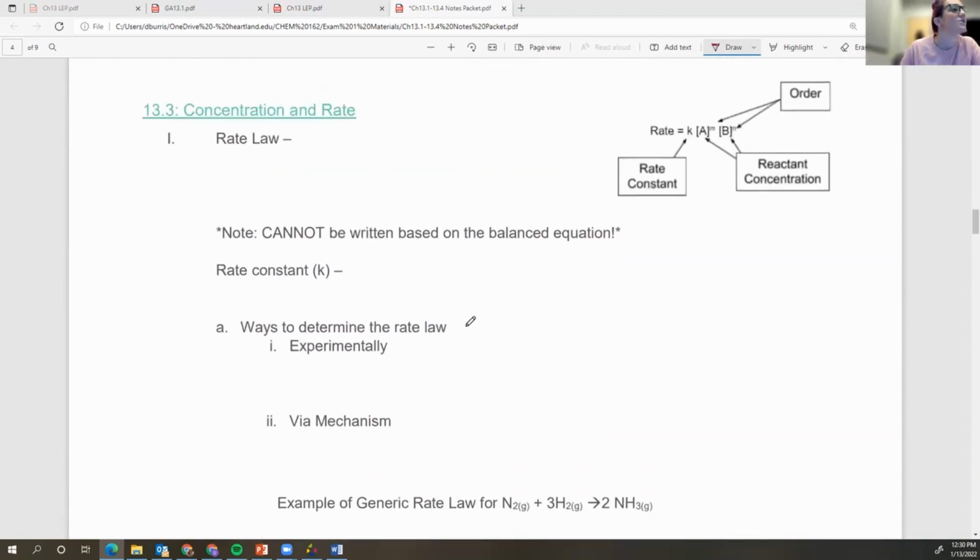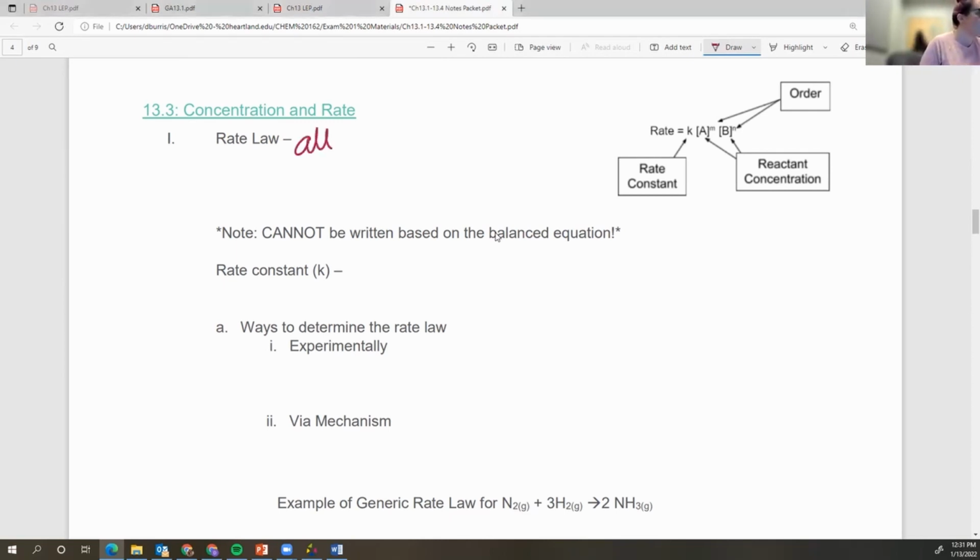So moving on to concentrations and rates. Different chemical reactions have different rates at which they occur. Now, they are not based on the coefficients in the reaction, because remember I mentioned something about mechanisms. When I'm looking at a rate, we are going to be able to write what's called a rate law for each and every chemical reaction. It has its own rate law.